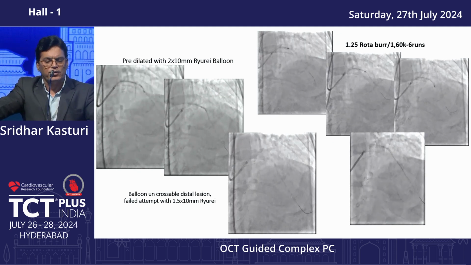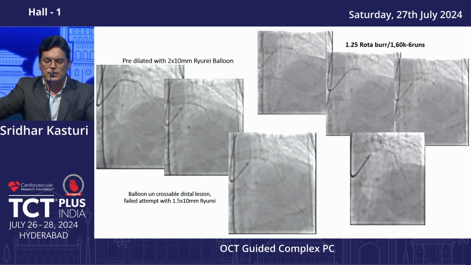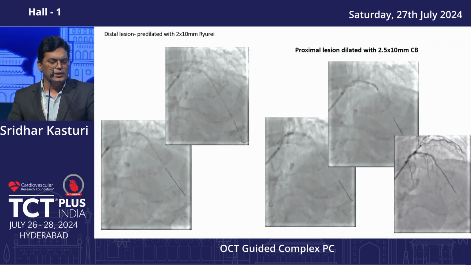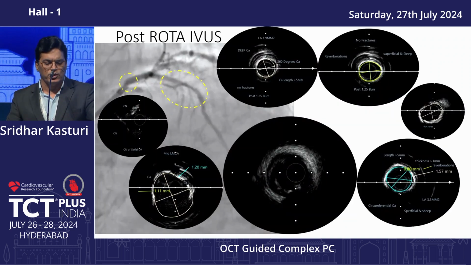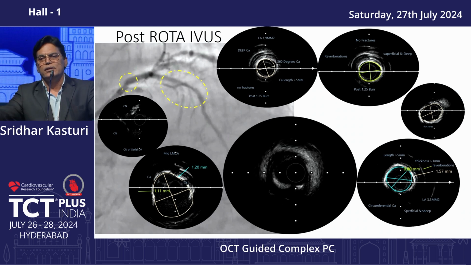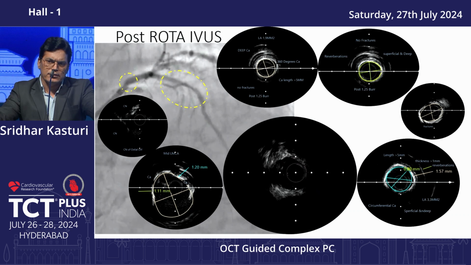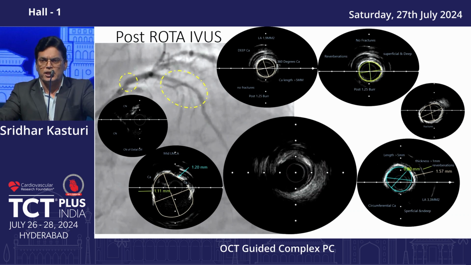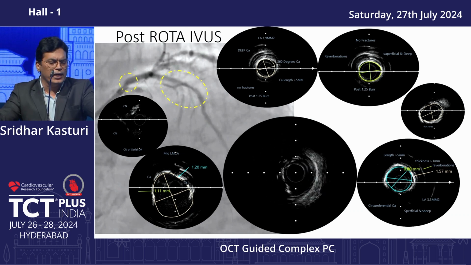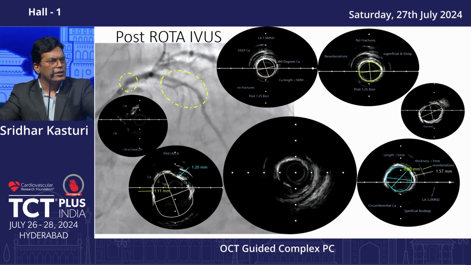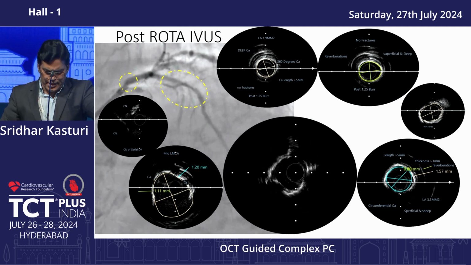So then we took the 1.5 burr, that is 160,000 revolutions, 6 runs were carried out. Now distal lesion pre-dilated with the Riori, proximal 2.5. Post-rota, this is the IVUS study. IVUS study shows thick calcium. Distally it's fine, but proximally the calcium thickness is more than 1 mm and arc is more than 270 degree. In some of the areas almost 1.2 thickness. When 1.2 mm thickness is there, it may not yield with any NC balloon.